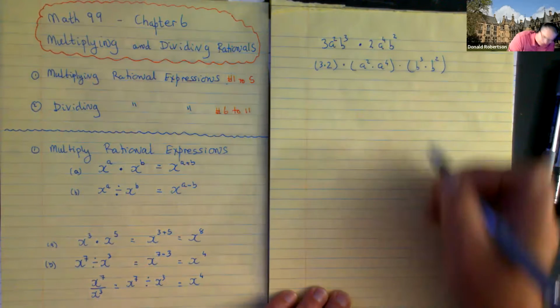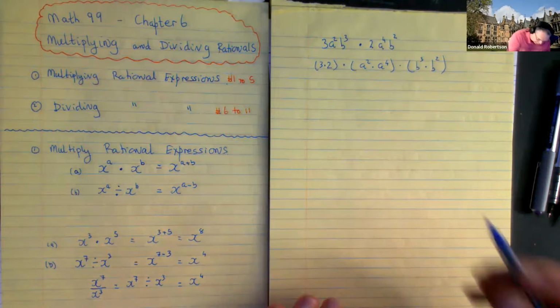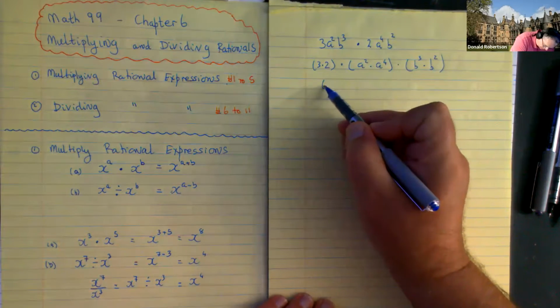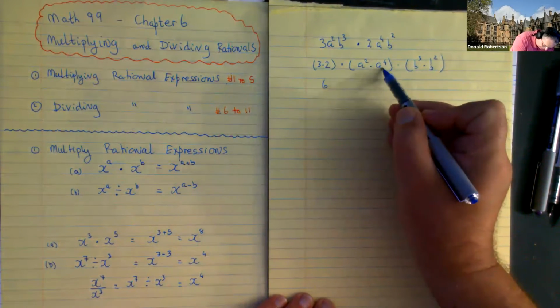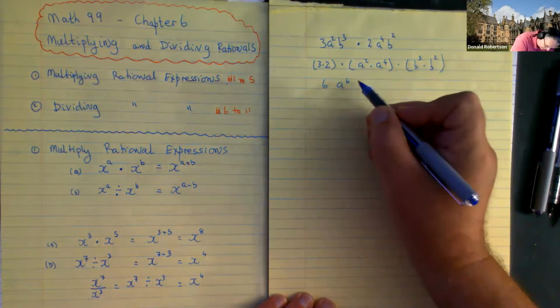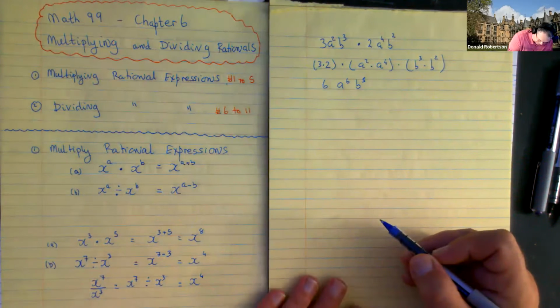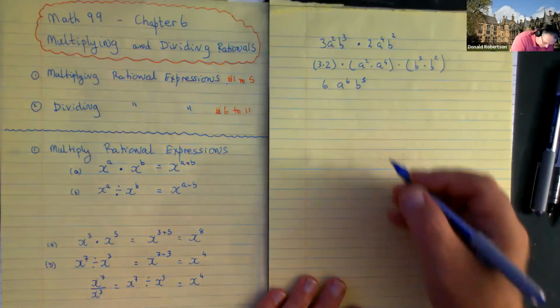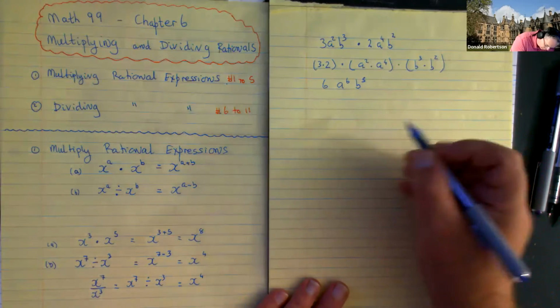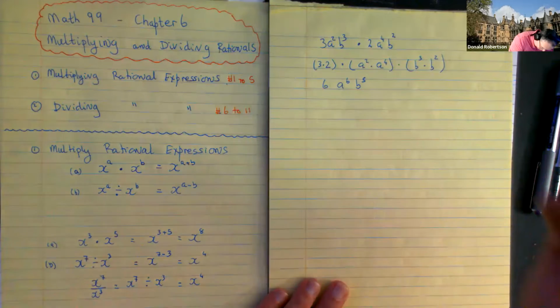You can only really easily combine a multiplication of one variable with someone else in that same variable group. So 3 times 2 gets me 6. This one times that one, add the powers, you get a to the 6. And this one times this one gets you b to the 5. So far, so good.